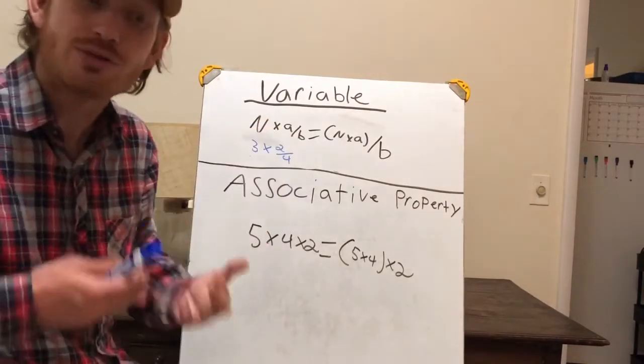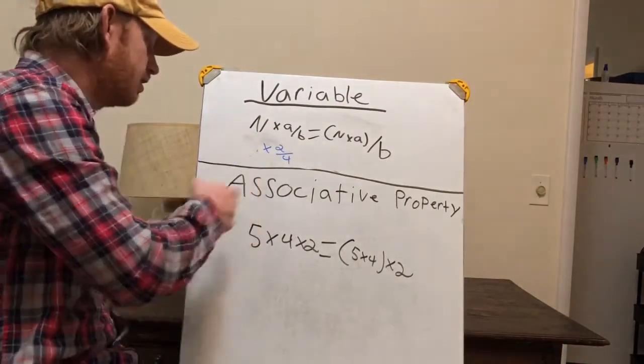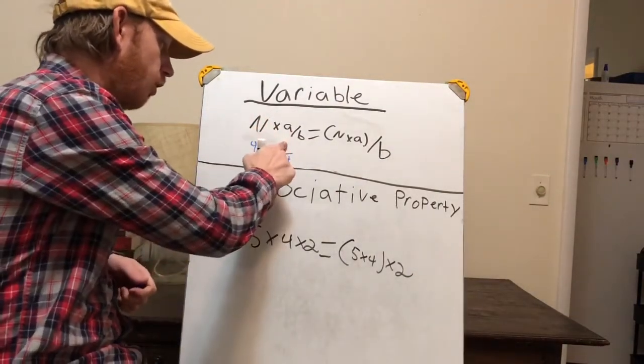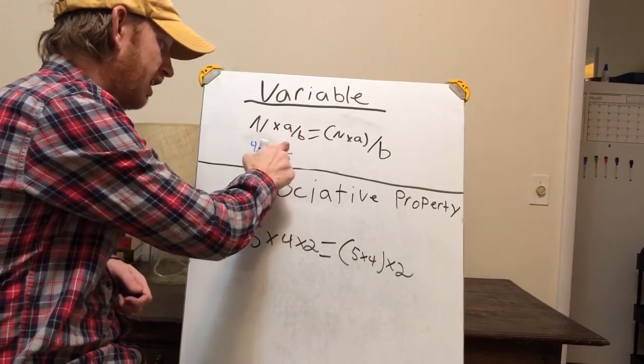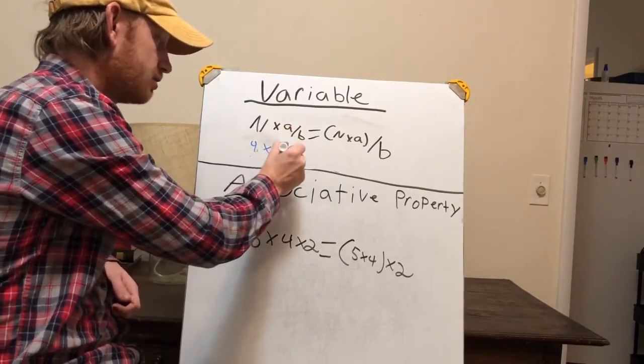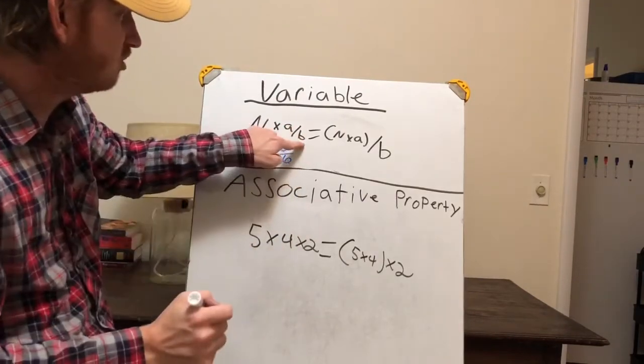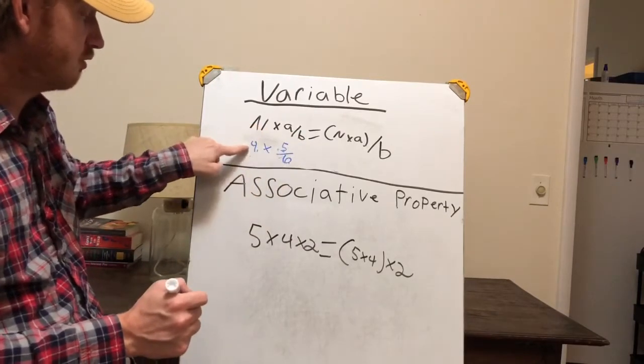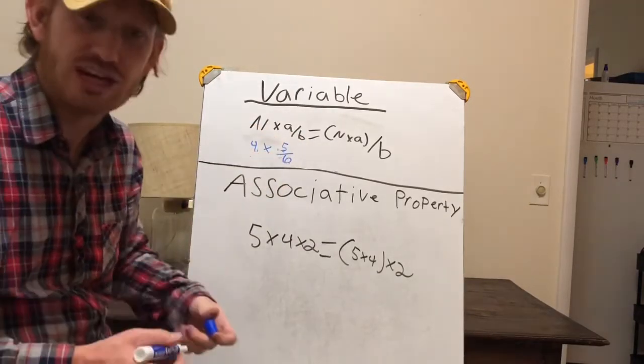So if we were given different numbers, let's say 4, 5, and 6, the equation stays the same. It's just our variables that change.